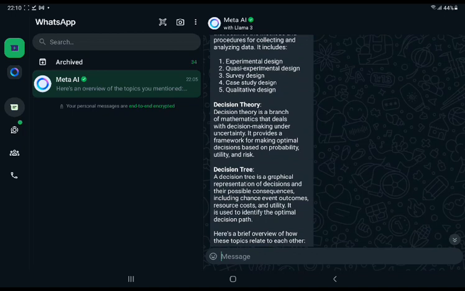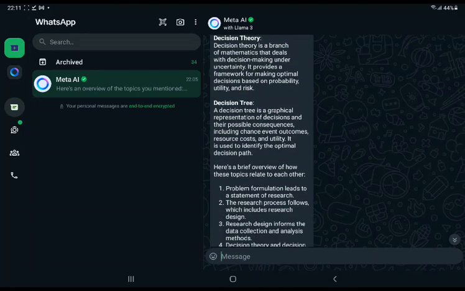Decision theory is a branch of mathematics that deals with decision making under uncertainty. It provides a framework for making optimal decisions based on probability, utility, and risk.